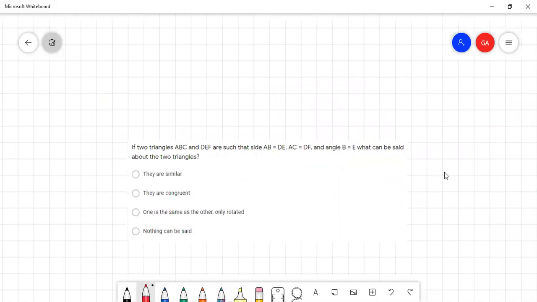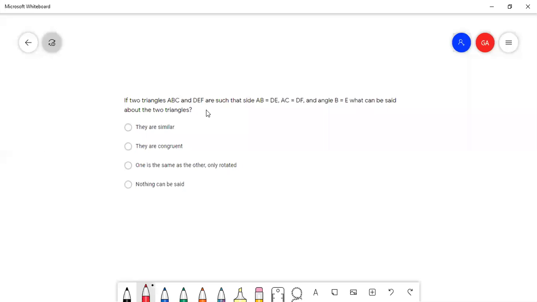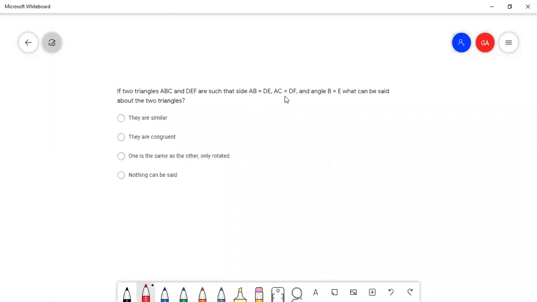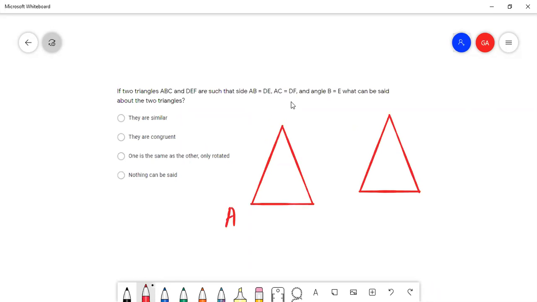Someone else, someone new. If two triangles ABC and DEF are such that sides AB equals DE, AC equals DF, and angle B equals angle E, what can be said? Sorry, my pictures are bad. Anyone, what can be said? You don't have to wait for me to draw these things. They're congruent? Let's be careful, because this could be the SSA condition, which is not a real thing, but let's draw it out.